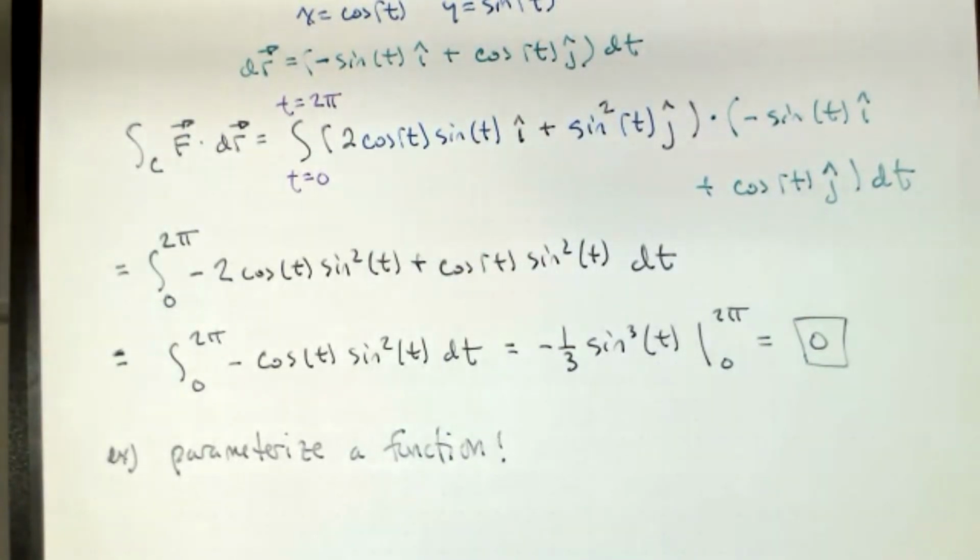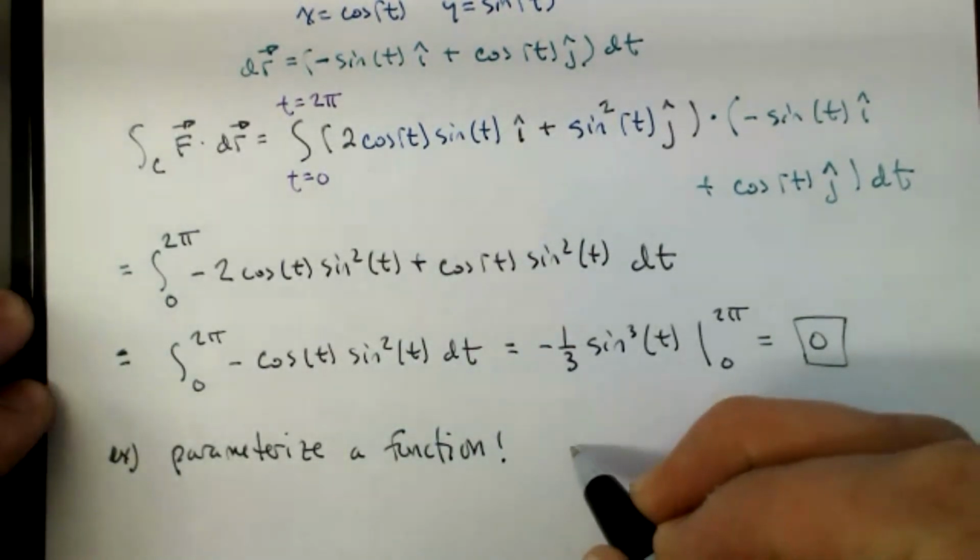Let's do an example where we parameterize a function. I'm selling these parameterized curves as another way to describe curves in R2 or R3. One of the things that's going to be required is that it needs to be backwards compatible. I need to be able to take a curve that we described with a function and now describe it by parameterizing.